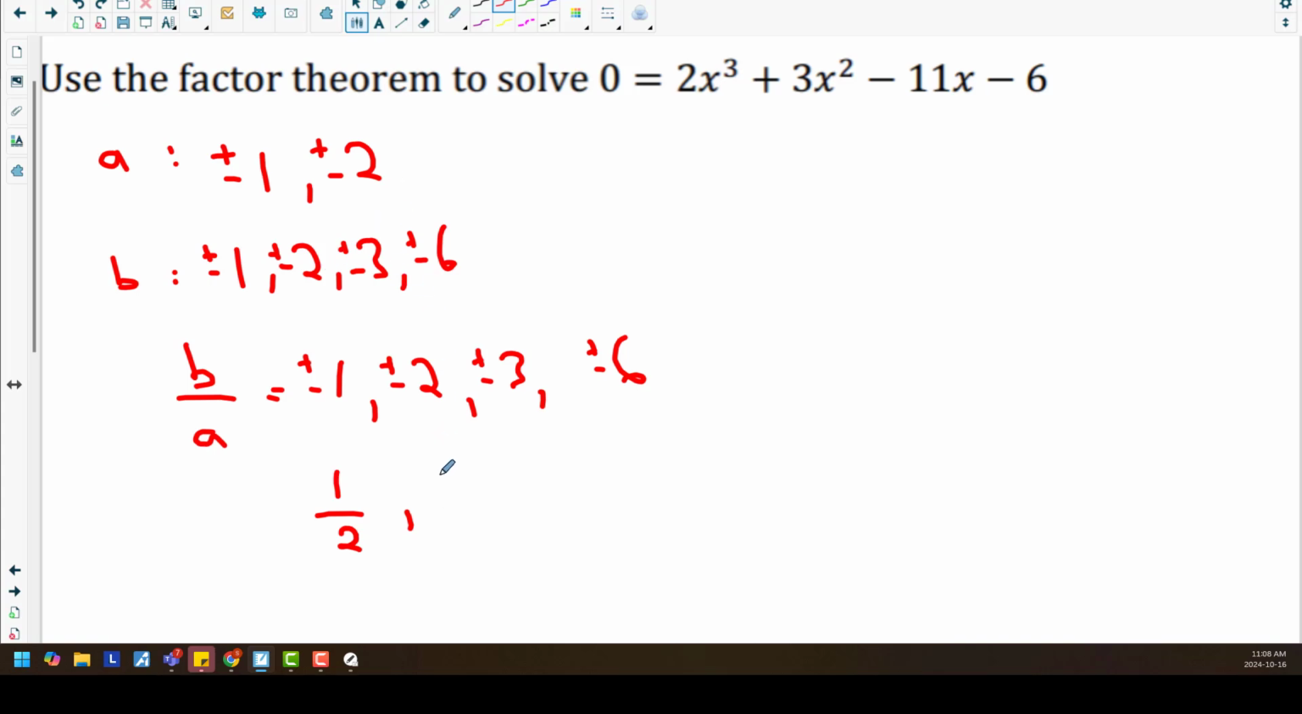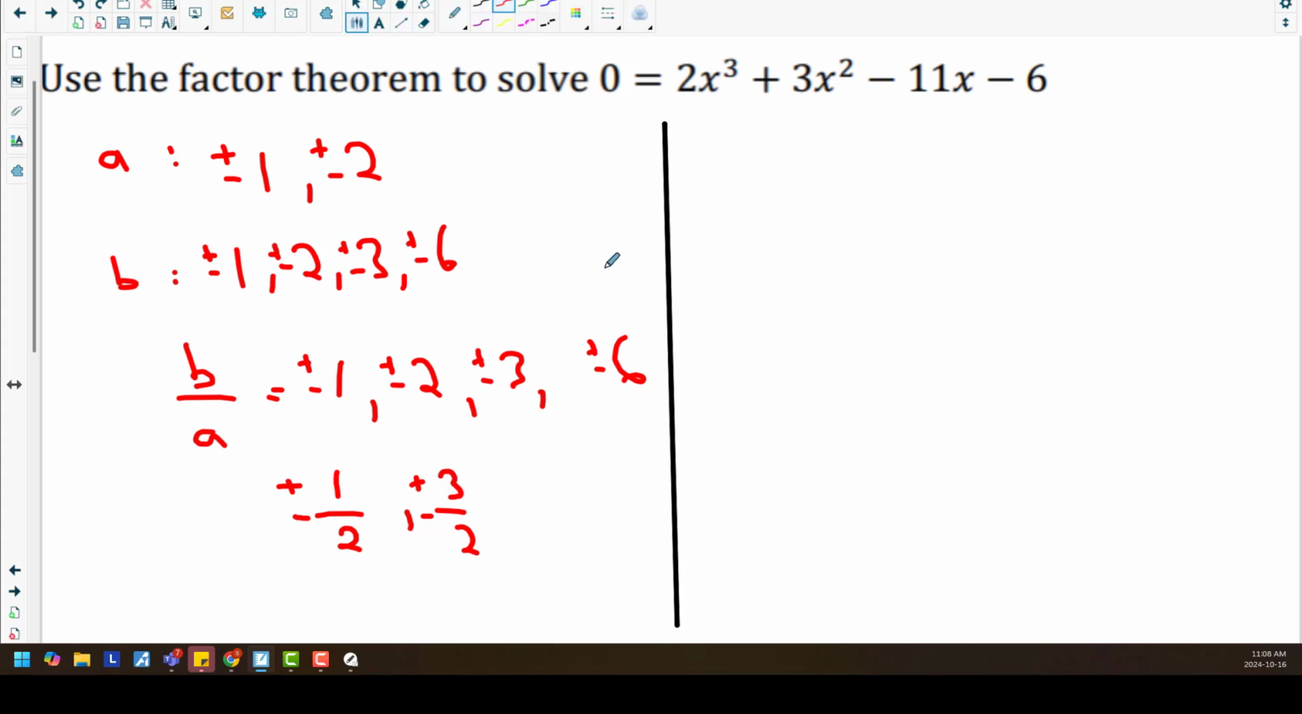What about 3 over 2? Though that's a new number, so 3 over 2. And 6 over 2 is 3. And we already have 3 as well, so we don't need to write that as well. So when it comes to all the possible values, 1, 2, 3, 4, 5, 6, and then times 2, so 12 possible factors that we can try using the factor theorem. So let's pick and choose some values to now substitute into this equation and see if any of them give us a value of 0.